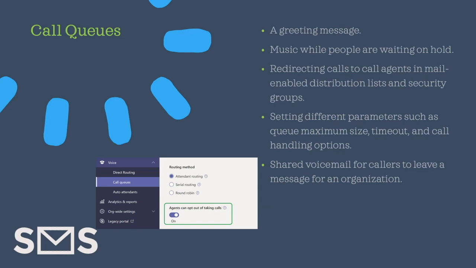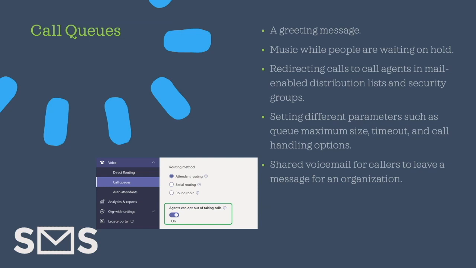So when we do that, it's going back to something I mentioned earlier. It's basically call queues. With call queues, you can have a personal message. So when you ring up, you can say, "Welcome to X. You're now going to be placed on hold while an agent becomes available." You can have music being played. This is all completely configurable within the Teams admin center.